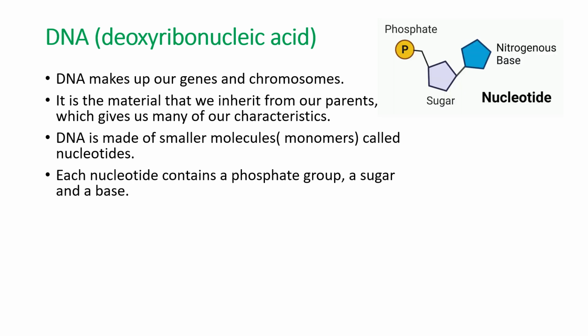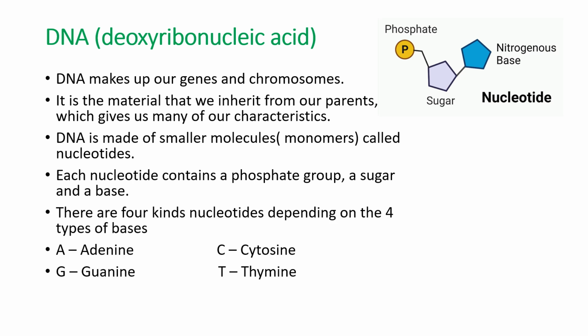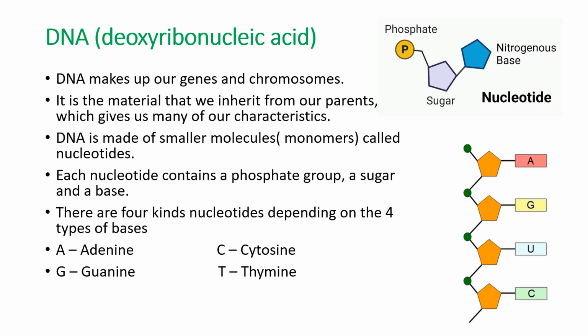In the diagram, you can see the structure of a nucleotide with a phosphate group, a sugar, and a nitrogenous base. In DNA, there are four kinds of bases available: adenine, thymine, guanine, and cytosine. So depending on the four types of bases, there are four types of nucleotides available in a DNA molecule. So these nucleotides are arranged in a chain.